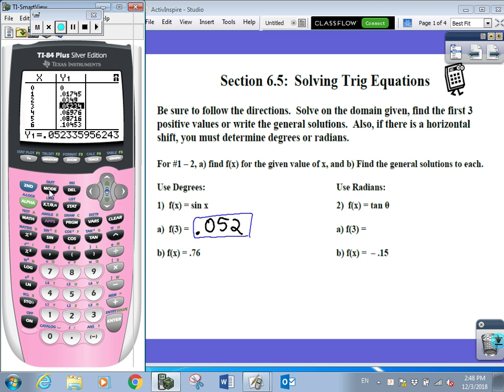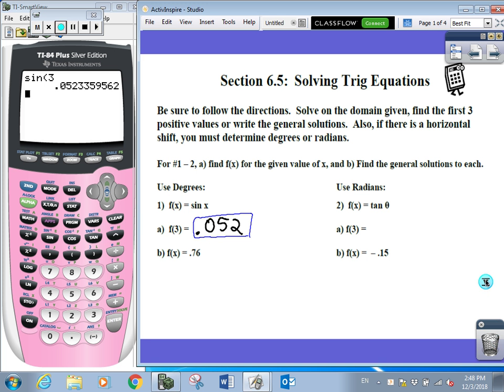If I were to just hit sine 3, enter, I get the exact same answer, as long as you're in the right mode. If you're not in the right mode, you're not going to get the right answer. All right, now this other question tells me it's not going to be the same. It's a different question. It gives me answers in a different way, so I have to work it differently.